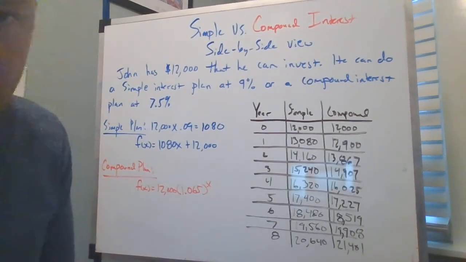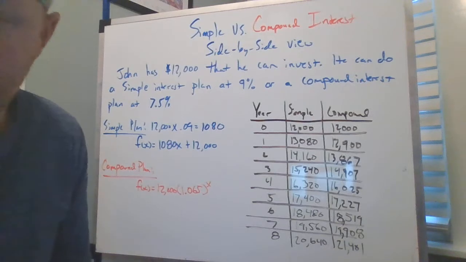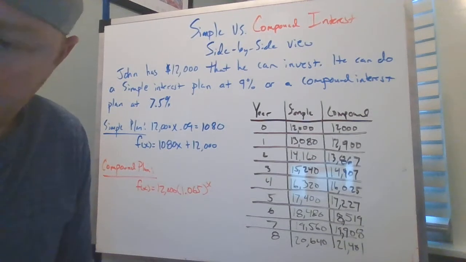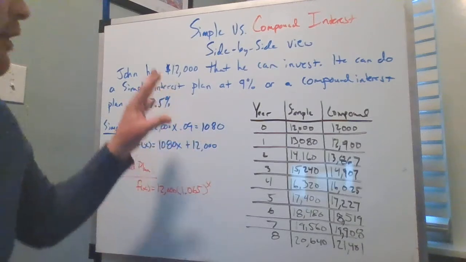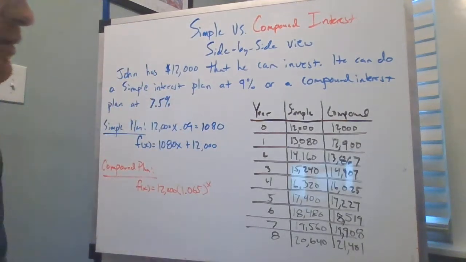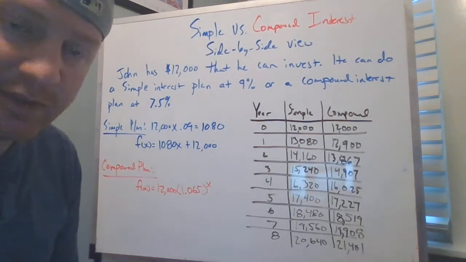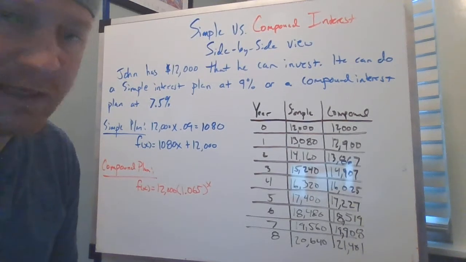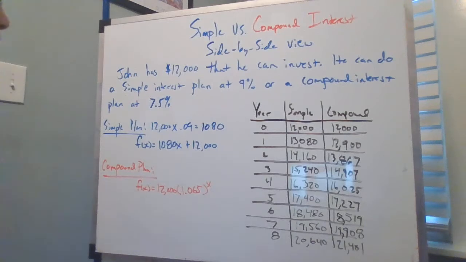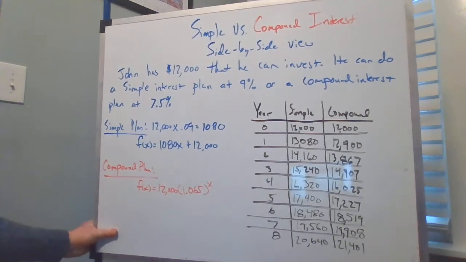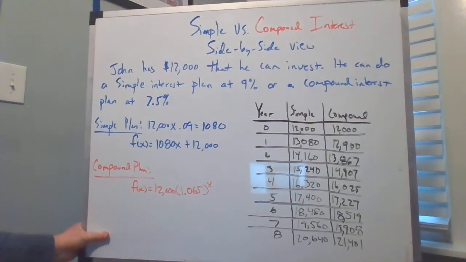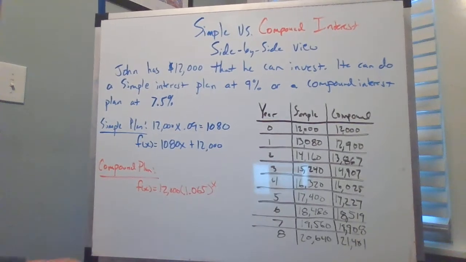All right, here is my last example to hopefully make this concept really firm for you guys. So here we go. I got another side-by-side view so you can really clearly see the difference between the two, why sometimes simple interest might be better than compound and when compound is better than simple. So first off, John has 12,000 bucks that he can invest. He can do a simple interest plan at 9% or a compound interest plan at 7.5%.